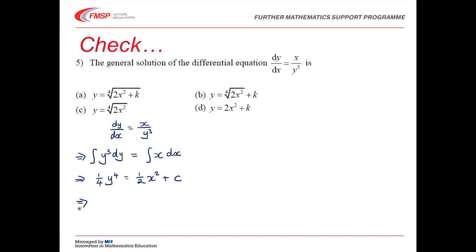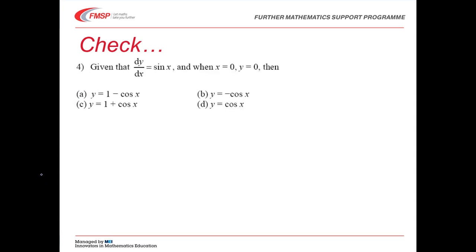Now, looking at the form of the solution, I want y on its own. So let's multiply through by 4. So that's y to the 4 equals 2x squared. And I think at this point I'll change the name of my constant to k. I do need it to be different from the previous line anyway. And then take the fourth root. And there we are. That's option A.